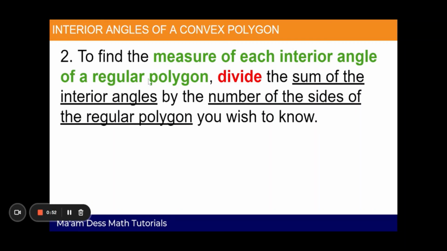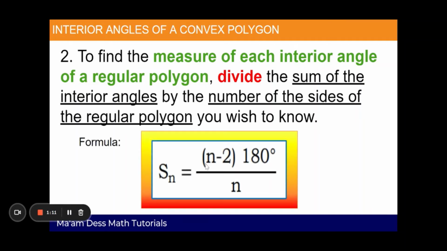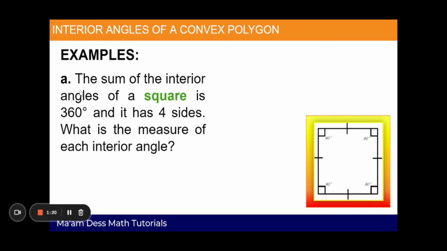For number 2, to find the measure of each interior angle of a regular polygon, divide the sum of the interior angles by the number of sides of the regular polygon you wish to know. Formula: S of n is equal to the quantity of n minus 2 times 180 degrees, divided by n. Example: the sum of the interior angles of a square is 360 degrees and it has 4 sides. What is the measure of each interior angle?